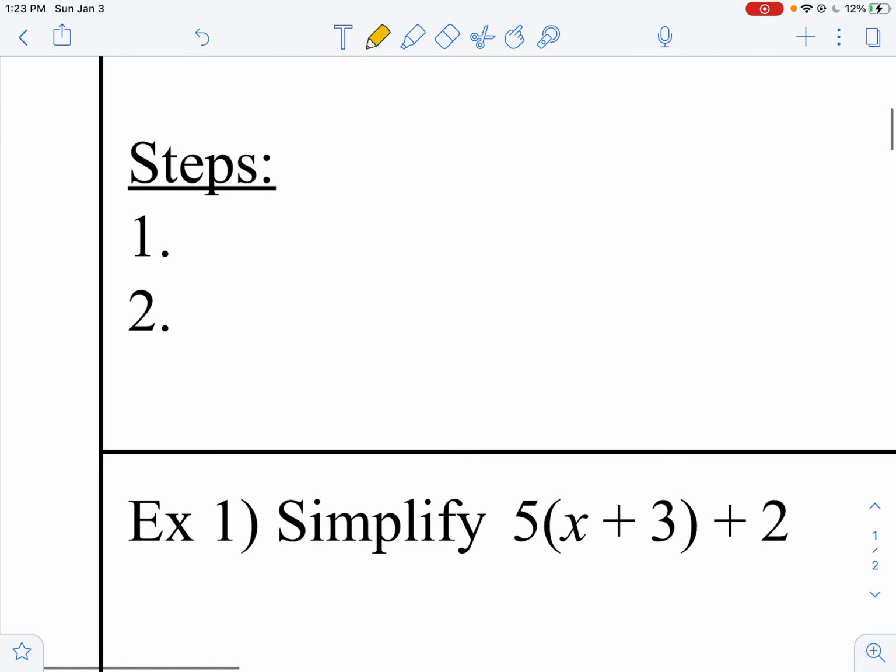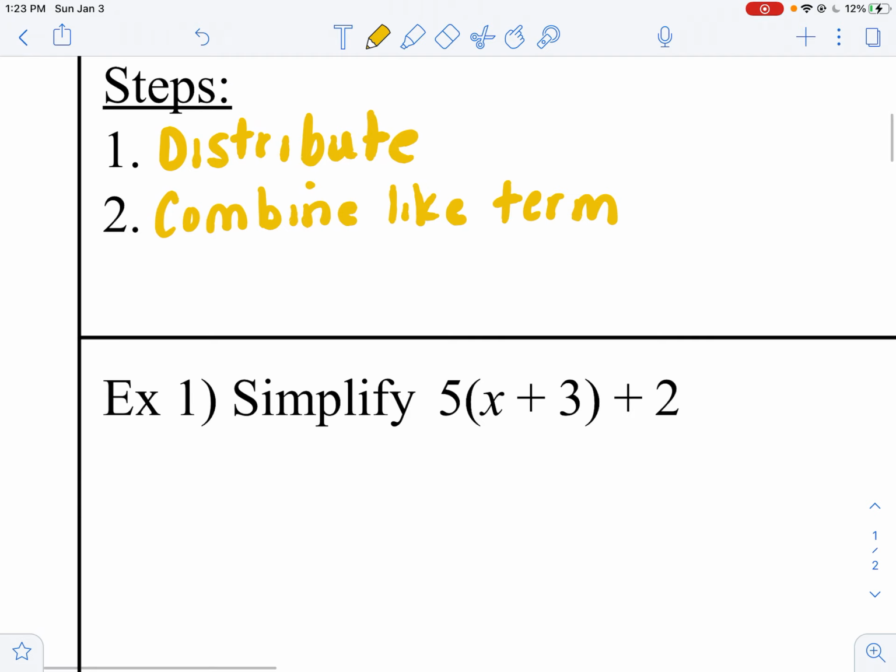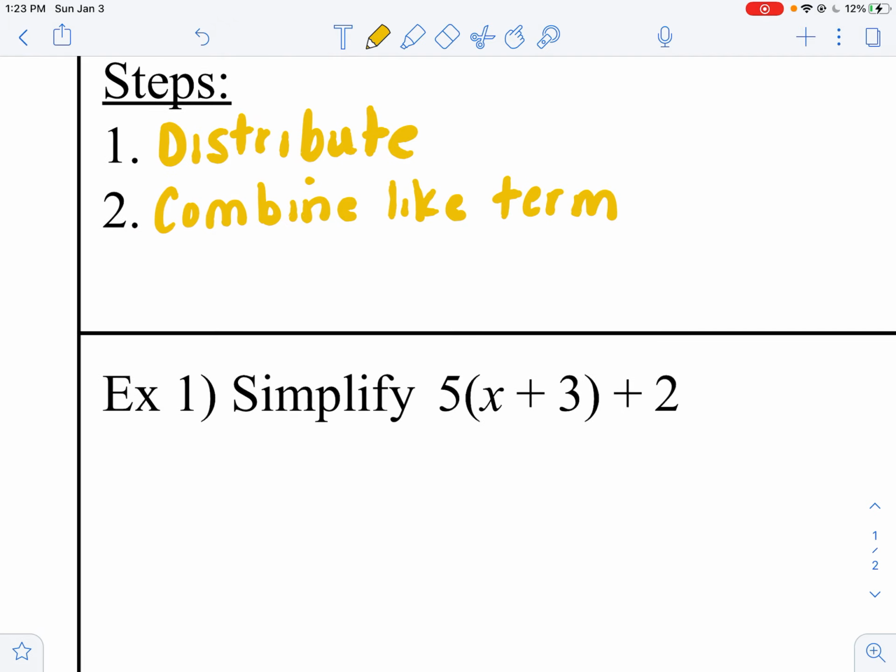Okay, so our two steps is distribute and then combine like terms, because we can't combine like terms until each term is standing on its own. So right now, in example 1, the x plus 3 is like a package deal, okay? There's nothing that's an x plus 3 besides x plus 3. So we need to separate these until they're all their own little terms, and the way we do that is to distribute first.